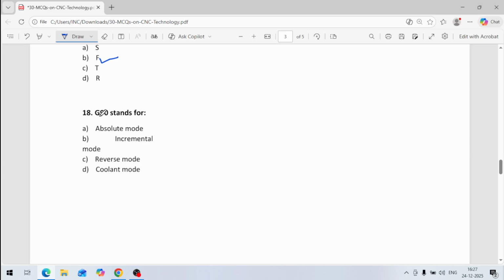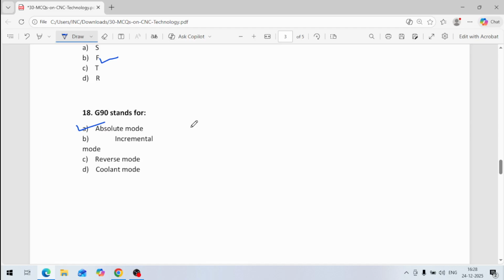G90 stands for: absolute mode, incremental mode, reverse mode, or coolant mode. It is absolute mode. G90 is absolute mode only. This is the answer.